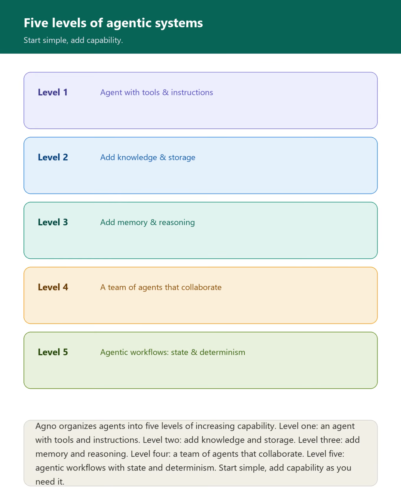Agno organizes agents into 5 levels of increasing capability. Level 1 is an agent with tools and instructions. Level 2 adds knowledge and storage. Level 3 adds memory and reasoning. Level 4 is a team of agents that collaborate. And Level 5 is agentic workflows with state and determinism. You start simple, and add capability only as you need it.